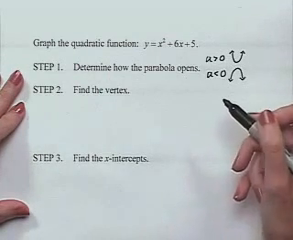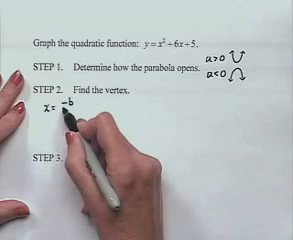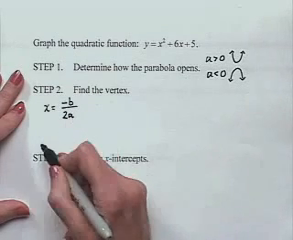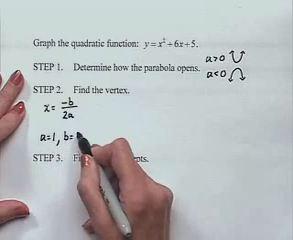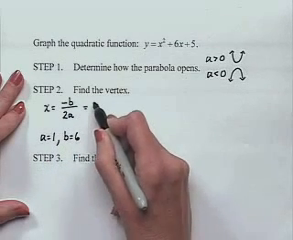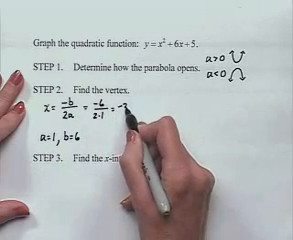Step 2, find the vertex. We'll use the formula x equals -b divided by 2a. In our example, our a value is equal to 1, and our b value is equal to 6. So we substitute to get -6 divided by 2 times 1, which is equal to -3.